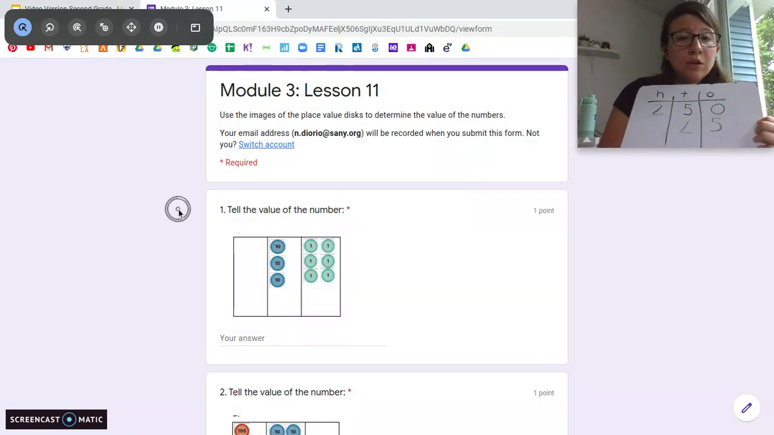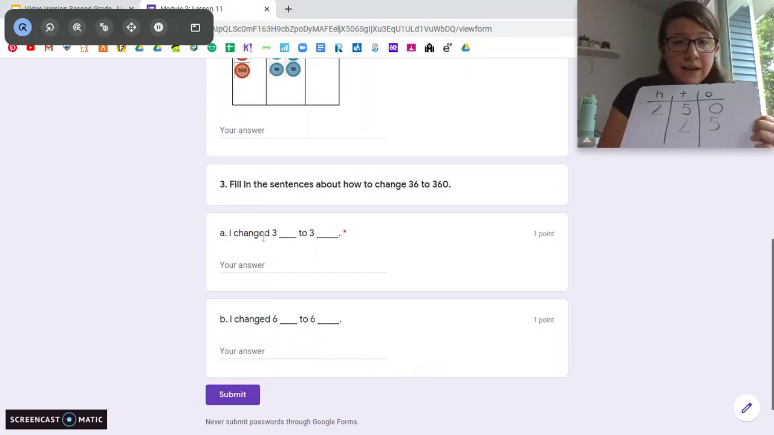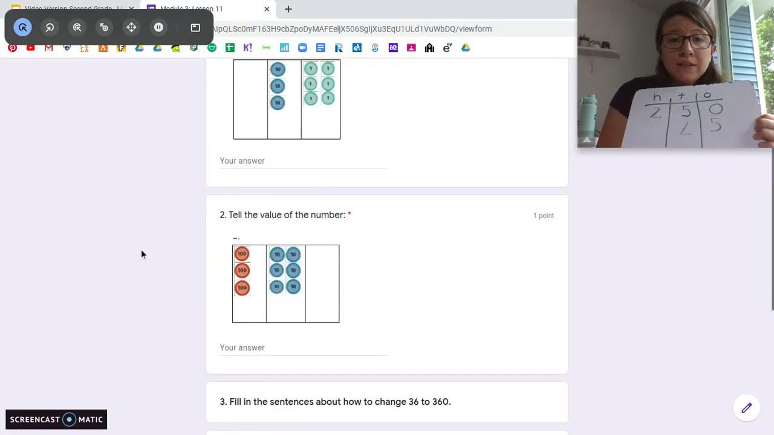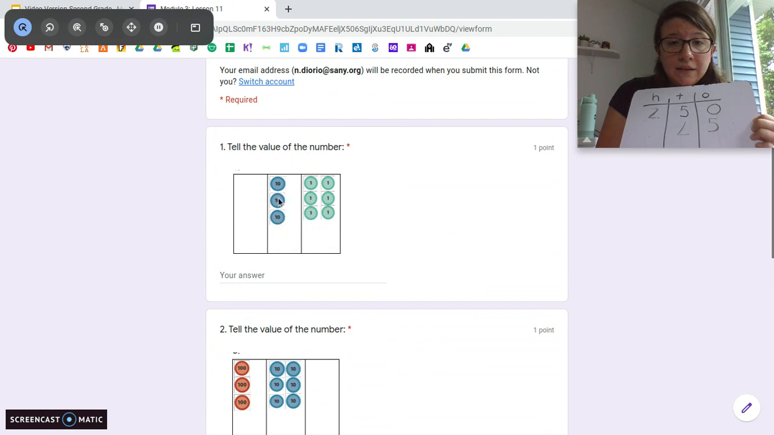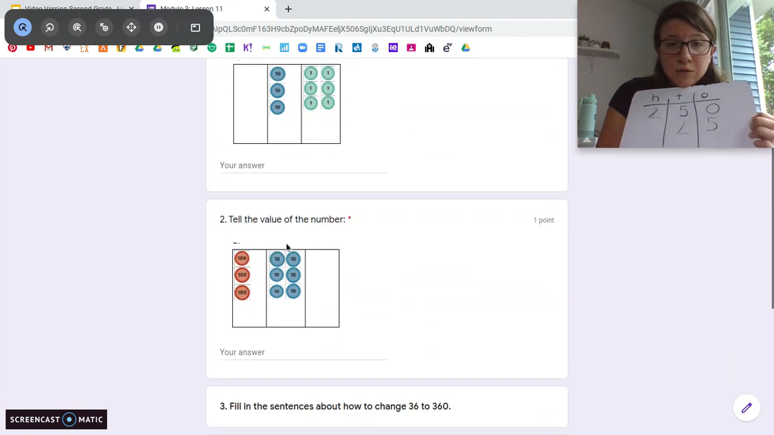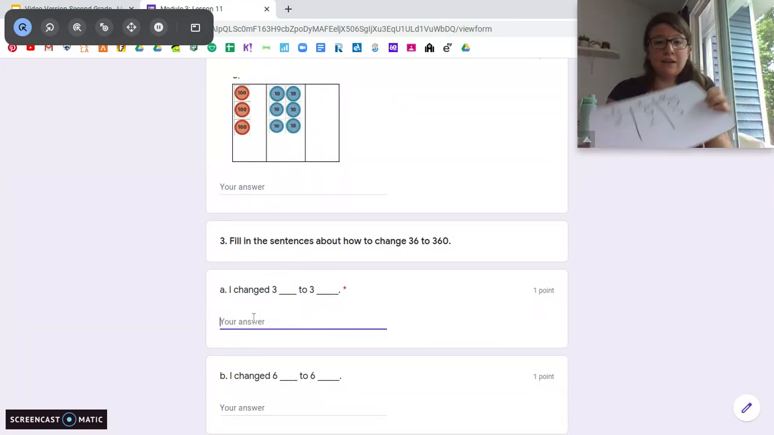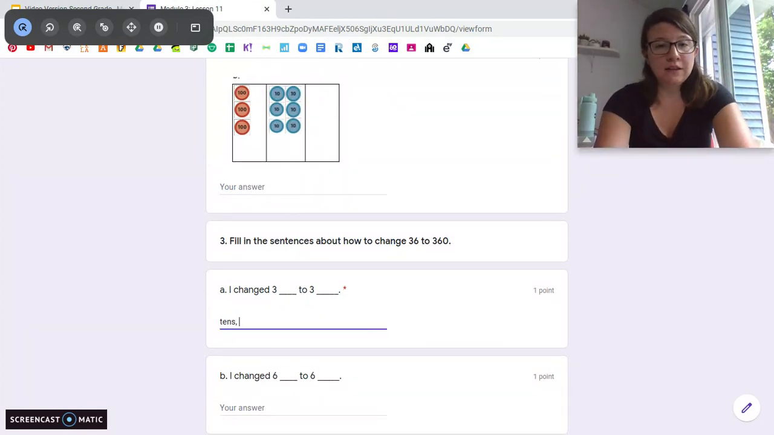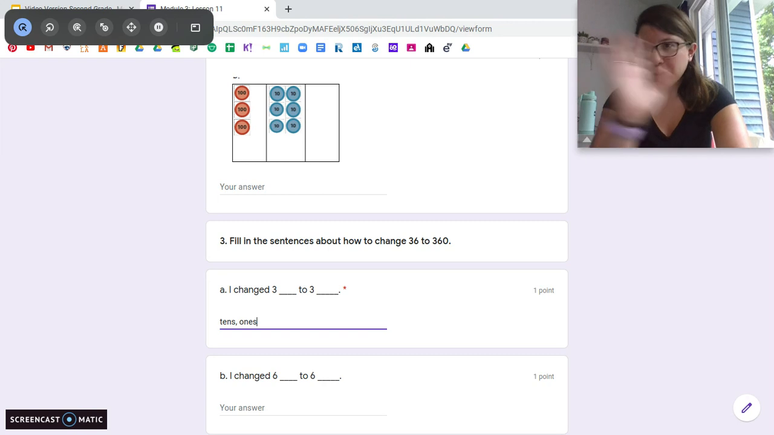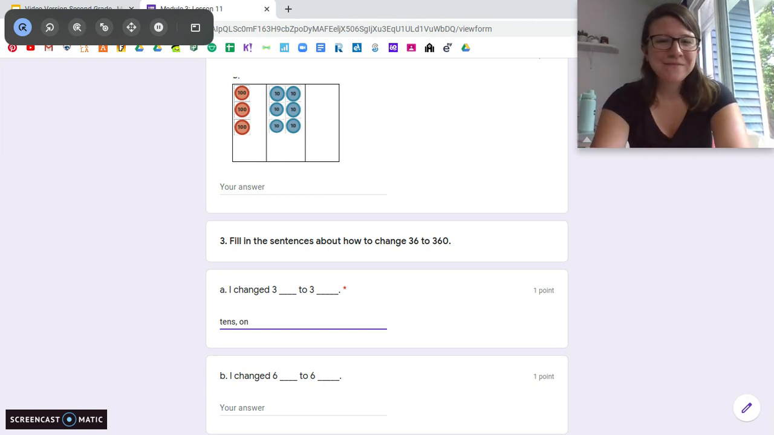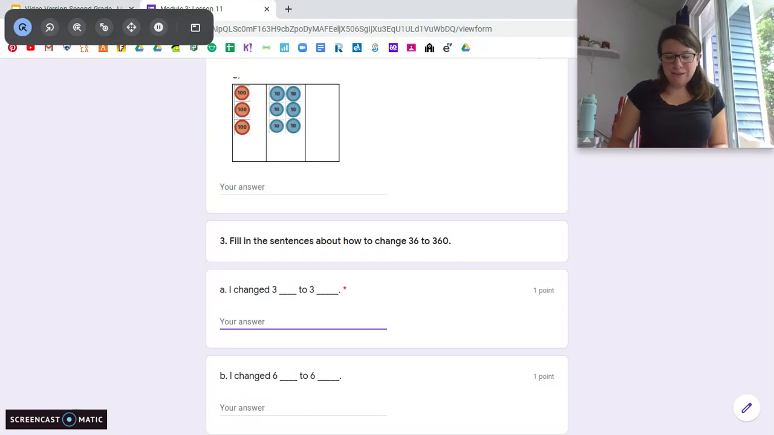So you're going to have a similar problem in your exit ticket today. I put in the numbers for you. You need to tell me what you changed the 3 tens to get to this one and the 6 ones to get to this one. Okay, so you're going to write in here tens, ones, things like that. Those aren't the right answers, but things like that. Okay? Good job. Nice job improvising with your place value discs, and I'll see you next time.